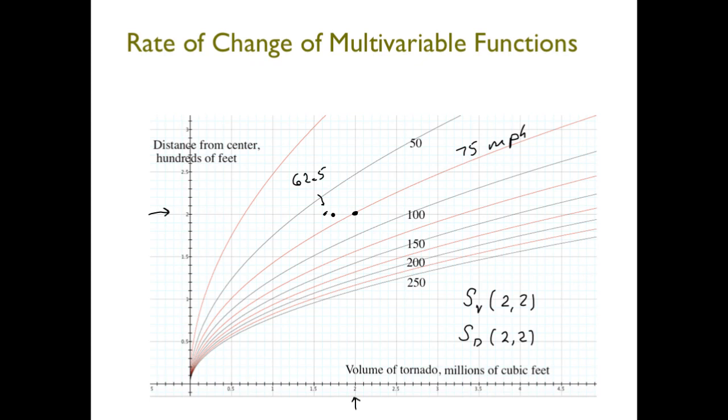So what is my change in wind speed? 12.5. And what's the corresponding change in volume? I'm about right here. This is 1.5, so that's about 1.6 to 2. So my change in volume is 0.4.